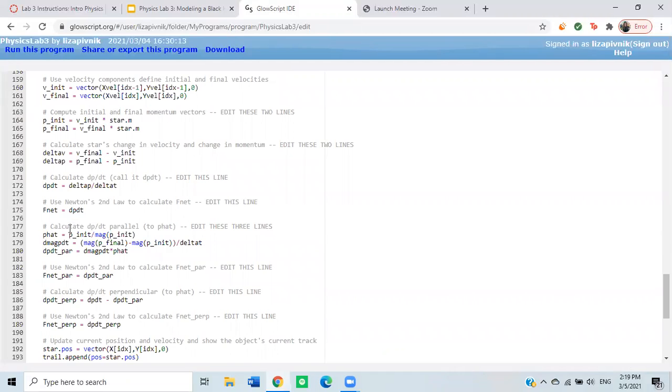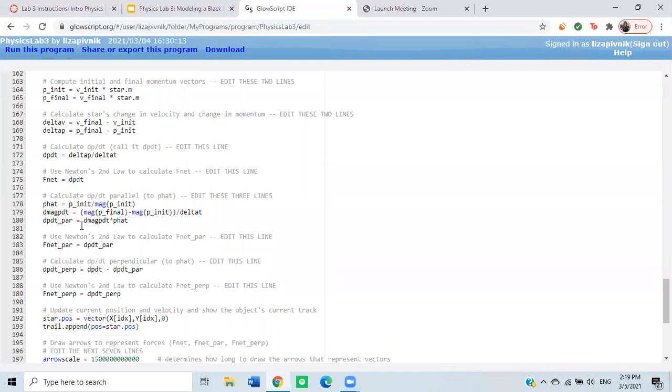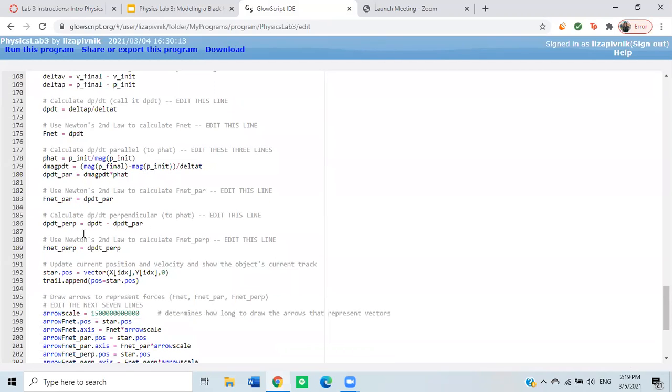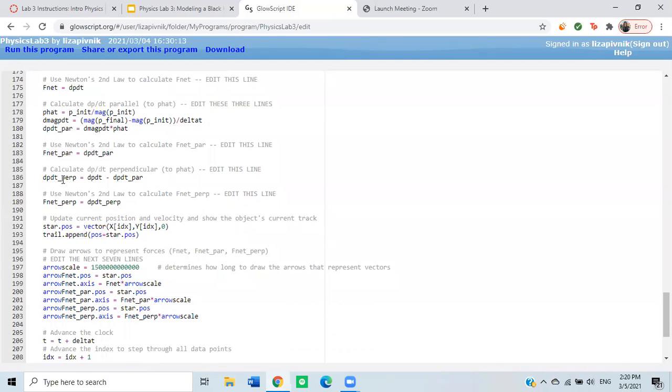Then to calculate p hat, we had to just divide the initial momentum by the magnitude of the initial momentum. And then to calculate change in momentum over change in time, we just calculated p final minus p initial and divided it by delta t. Now we could calculate our parallel component of our rate of change of momentum, which was just these two quantities multiplied. We can also set the parallel component of force equal to this, since they have the same magnitude and direction. To calculate the perpendicular component, we just subtracted the parallel component of the change in momentum from the total change in momentum over time. And we could also set this equal to the perpendicular component of force.